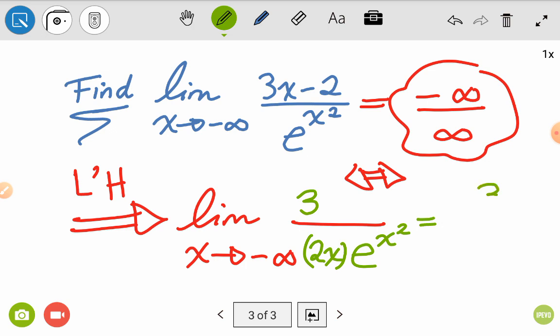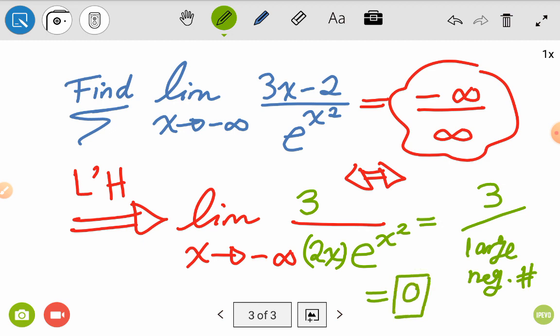Substitute negative infinity. The numerator will be 3 over 2 times negative infinity, which is negative infinity, times e to the power of positive infinity, which gives a large what? A large negative number. Why? Because 2 times negative infinity is negative infinity, times e to the power of infinity, which is positive infinity, gives a large negative number. And dividing 3 by a large negative number, I think it's what? 0. Which is what? 0.